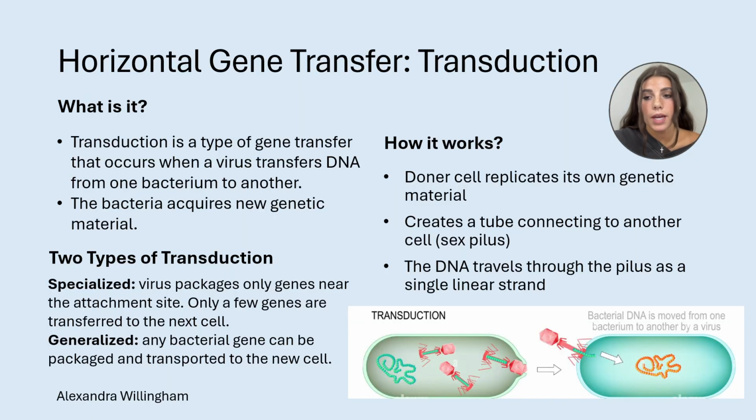There are two different types of gene transfer through transduction. These include specialized transduction and generalized transduction. The first type, specialized transduction, the virus packages only genes on or near the attachment site, and only a select few of these genes are transferred into the next new cell. But in the second type, generalized transduction, any bacterial cell can be packaged and transported into the new cell.